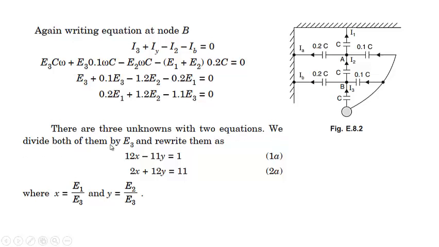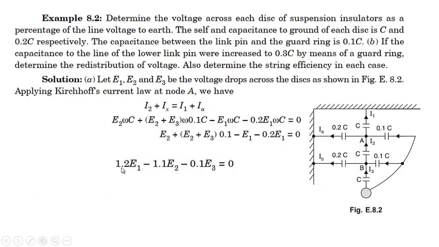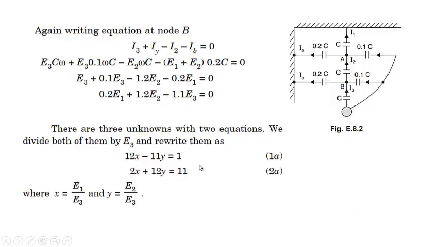There are three unknowns with two equations. We divide both of them by E3. When we divide here by E3, it will be equal to 1.2 E1 by E3 minus 1.1 E2 by E3 minus 0.1, and then I will multiply it by 10. It will be 12 E1 by E3 minus 11 E2 by E3 minus 1 is equal to 0. Similarly, for this case, it will be equal to twice E1 by E3 plus 12 E2 by E3 minus 11 is equal to 0.